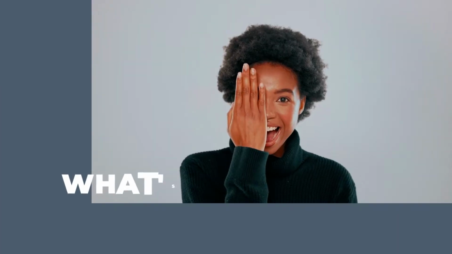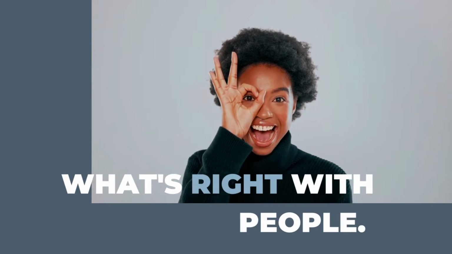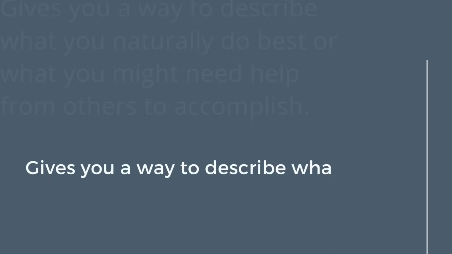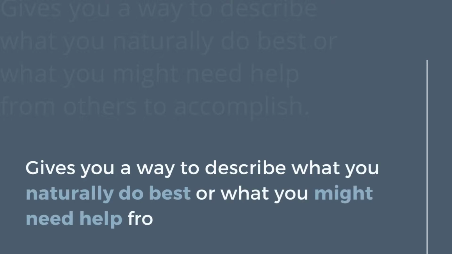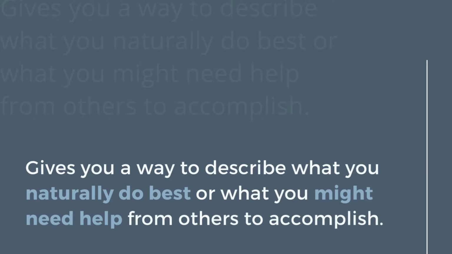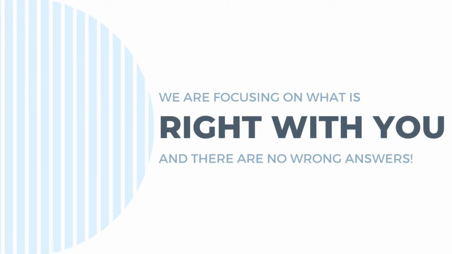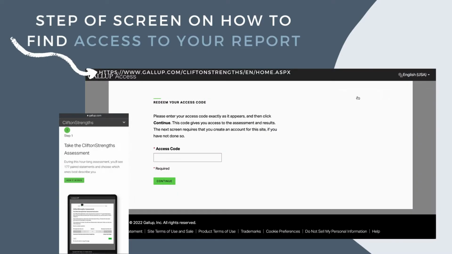So, together, the themes explain a simple and profound element of human behavior. What is right with people? Individually, each theme gives you a way to describe what you naturally do best or what you might need help with from others to accomplish certain goals. So, to summarize, the good news is that we're focusing on what is right with you, and there's no wrong answers. Stay tuned for a step-by-step screen share on how to find the redeem access code if you're stuck and you can't get into your assessment.